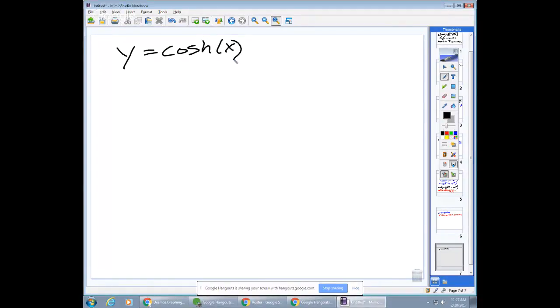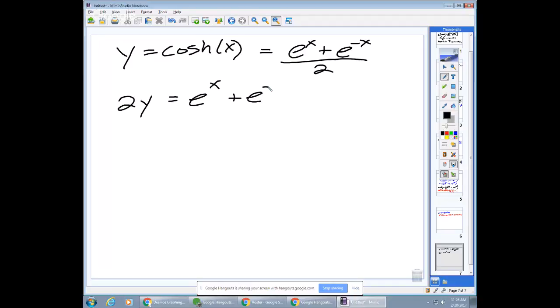To do that, I need to rewrite this as e to the x plus e to the negative x over 2. And I got to isolate x. The problem right now is I have an e to the x and I have an e to the negative x, so it's going to be a little tricky to isolate. But I'm going to at least multiply the 2 over to the other side. So let's say 2y is equal to e to the x plus e to the negative x. And remember, our goal here is to solve for x, so we can get an inverse. And now I'm going to throw in the trick I used on the hyperbolic tangent. I'm going to multiply both sides by e to the x.